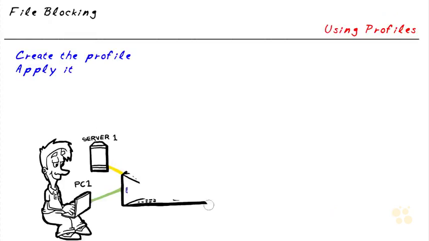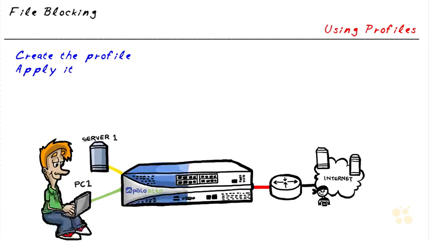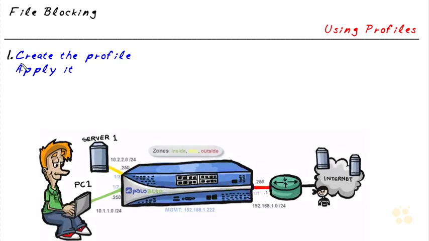To implement file blocking on the Palo Alto firewall, it's really simple. We have two basic steps. Number one, we're going to create a profile that has the details in it regarding the types of files that we don't want forwarded, and also the types of applications to look for those files in. And then the second step is to apply that profile as part of one of our security rules. And then of course we'd commit it and verify that it works.